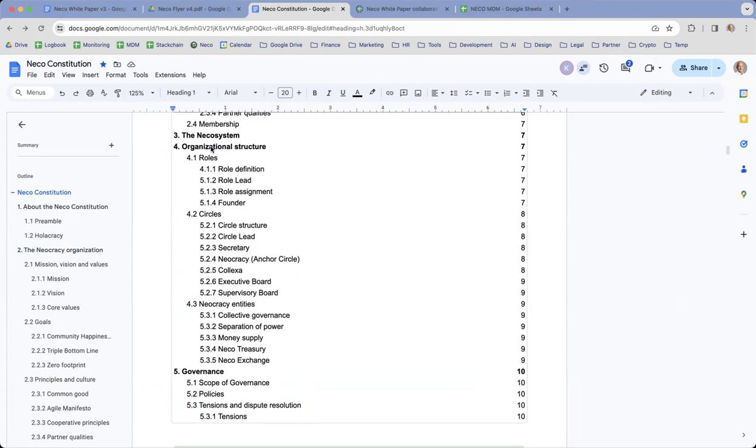So the Neco Constitution sits on top and specifies in more detail the topics that are specific to our organization. We have some differences. For example, we have a supervisory board. We have this division of power between a supervisory board, the executive board, and the membership, the collector.